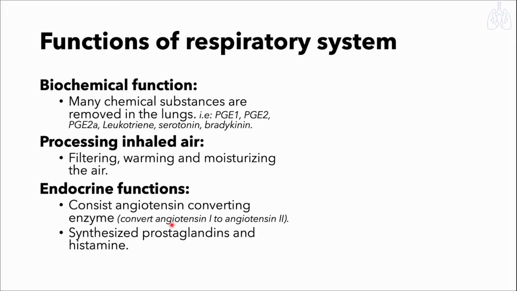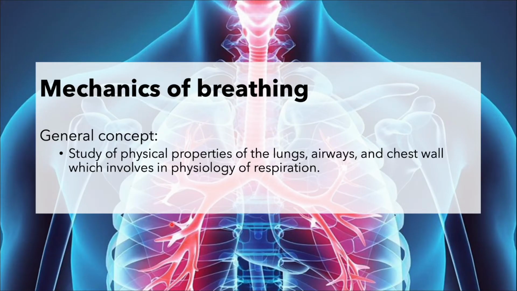So I bet that you remember that we have the angiotensin converting enzyme, the ACE enzyme. These enzymes play roles in controlling the blood pressure in our system. So where does this angiotensin converting enzyme come from? It is available in the lungs, right? And as well, the lungs synthesize prostaglandin and histamine.